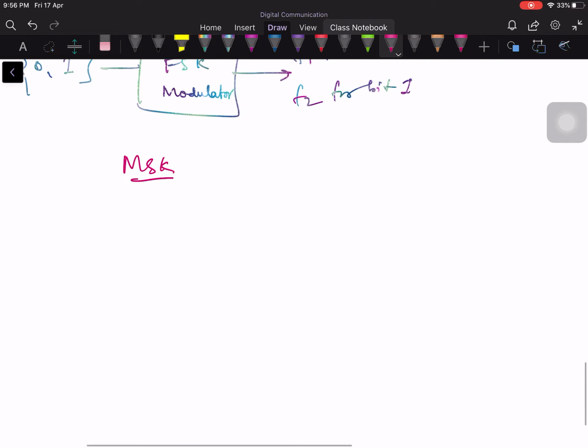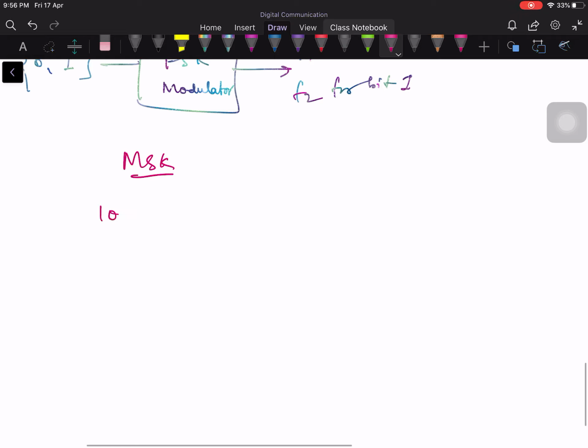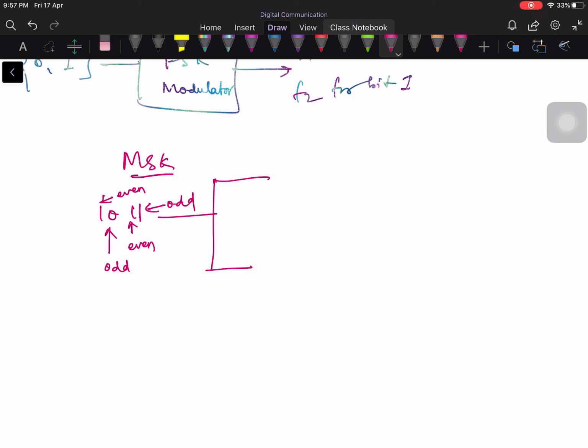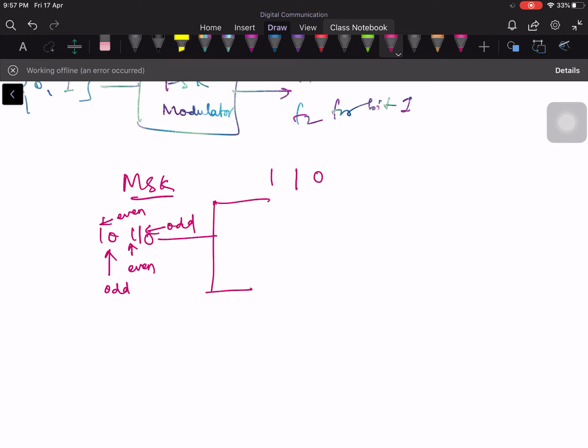In OQPSK, in MSK, what we said is, let's say you have 1011. So this is my even bit, this also even bit, this is odd bit, and this one is odd bit, right? So you separate into even and odd. So even bit is 1 and 1. Let me take one more bit here, 0, then 0, and the odd bit is 0 and 1.